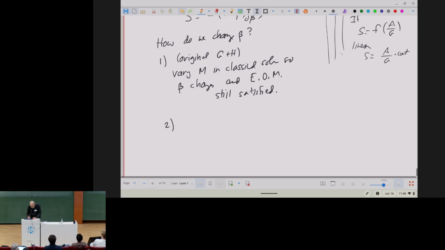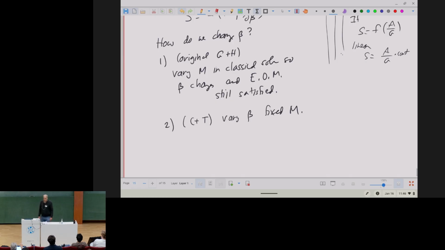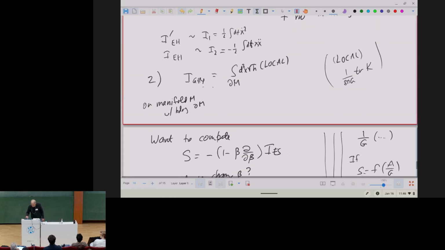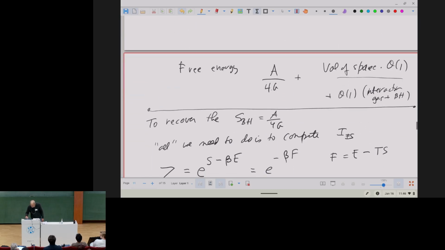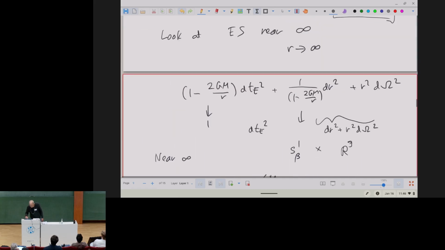What Carlip and Teitelboim and a lot of other people have done is to vary beta with fixed m. m is the mass, so m is a parameter in the metric. I've written the metric, I keep writing it. Where is it? Come on, where is it when we need it? The metric is written in terms of m, not beta. But for each m, there's a beta that makes the metric smooth. If we want to change beta, we could change m in such a way that the new beta is the correct beta for the new m. And that's what Gibbons and Hawking used.